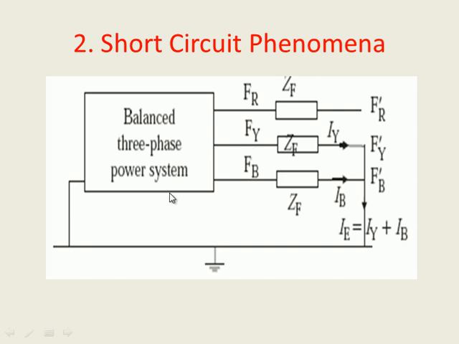And the other faults are unsymmetrical. Suppose there is a fault between line to line, only Y and B, or only R and Y, or it may be from this phase to ground, or this phase to this phase and then ground. They are unsymmetrical faults.